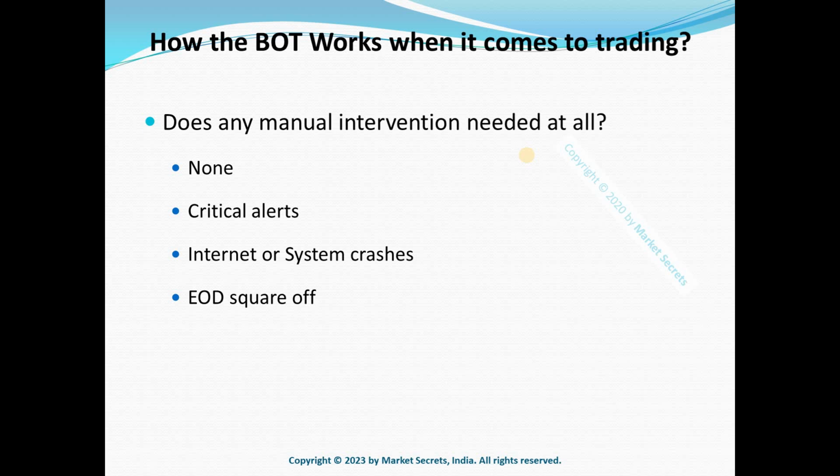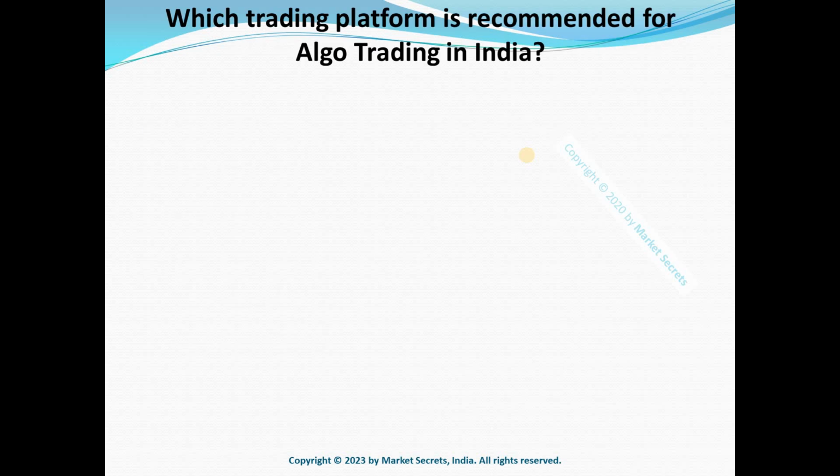So in such cases, we may have to pitch in and manually square off the trades. That's the only thing that we need to do. No other manual intervention is required. So that's on the manual intervention.